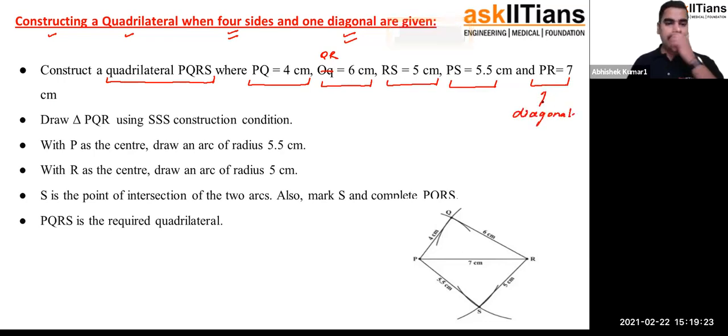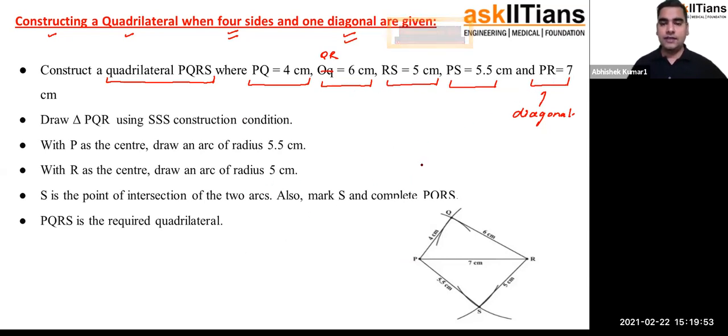Okay. So we have to construct a quadrilateral where we are provided all the four sides of the quadrilateral, and apart from that we are also provided one diagonal. Then how can that quadrilateral be drawn? So again, we should always try to draw the rough figure first. You know PQ, you know QR, you know PR. So first we will try to draw a triangle PQR.